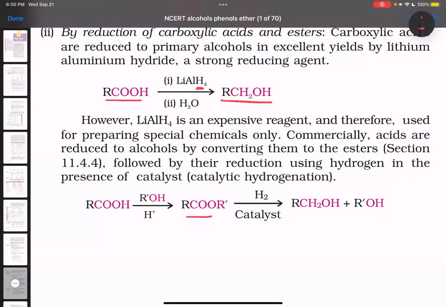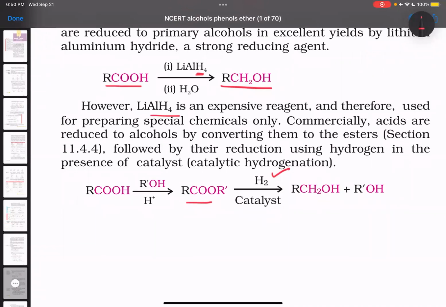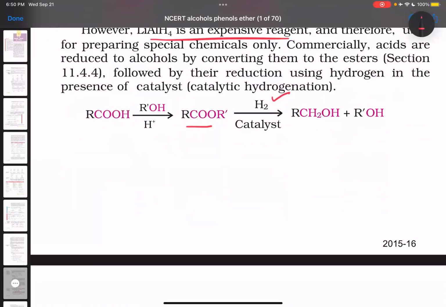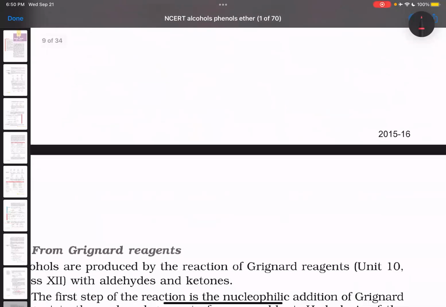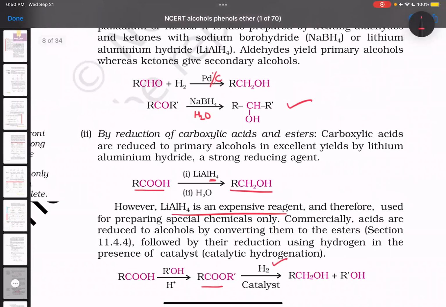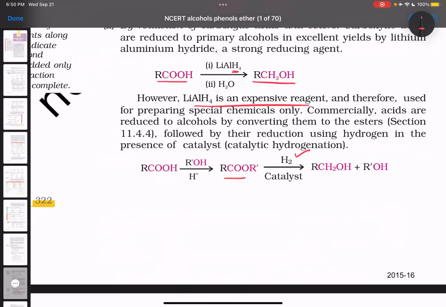Esters can be reduced by catalytic hydrogenation also, or they can be reduced by LiAlH4 also, but LiAlH4 is expensive, so we use it less. Okay. So we use catalytic hydrogenation directly, or we can use LiAlH4. But NaBH4, if you would have taken, then it will not reduce carboxylic acid or esters. Okay, that thing you should keep in mind.